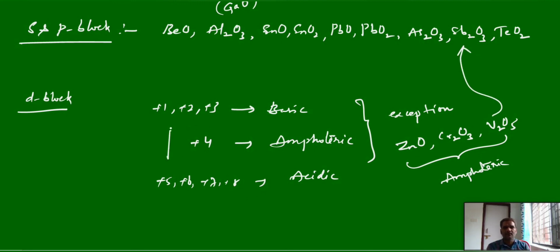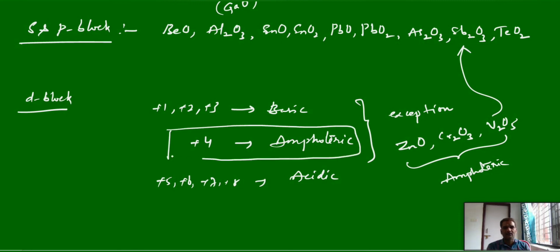So you include these three here as amphoteric in nature. Apart from that, metals with the +4 oxidation state are also amphoteric. You can easily identify from the oxidation state, except these three. Zinc in +2 should be basic but is amphoteric. Chromium +3 should be basic but is amphoteric. Vanadium +5 should be acidic but is amphoteric in nature. So this is a kind of shortcut to remember amphoteric oxides.